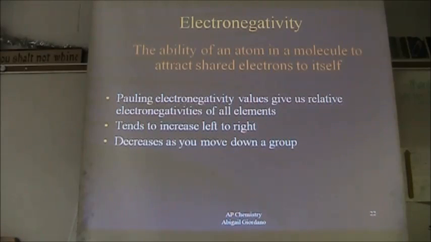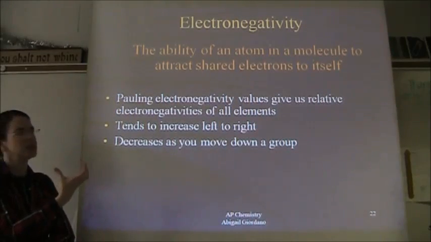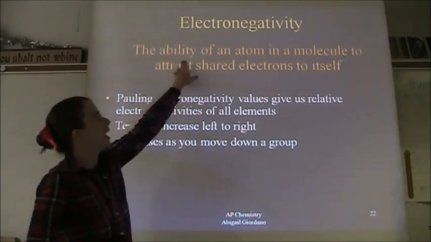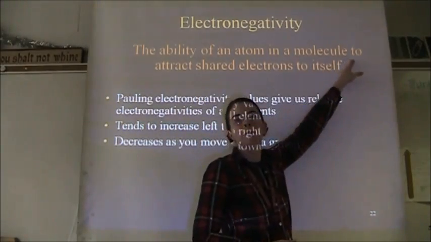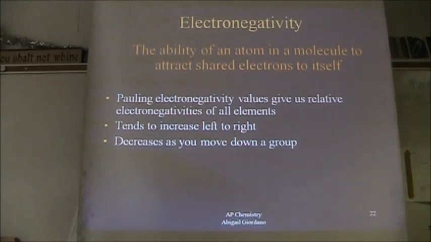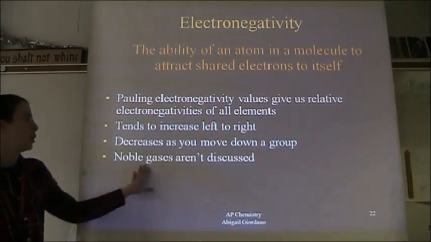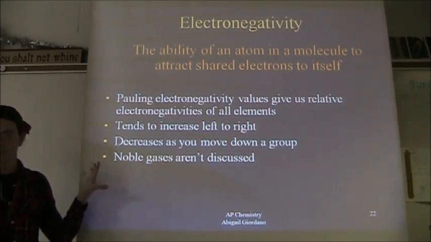Because they contain what? 8 valence electrons. Okay, well guys, it's not even that so much that's the issue. It's an atom within a molecule. Noble gases, it's not that they can't, but they very rarely will bond with other things. Electronegativity is atoms tied up in bonds. If you don't have bonds, then you can't talk about electronegativity. So we don't discuss noble gases.